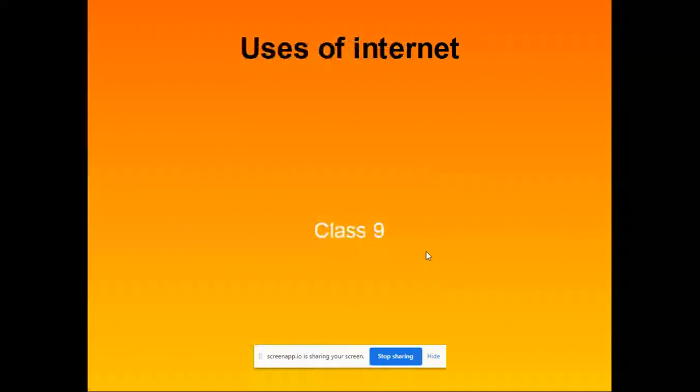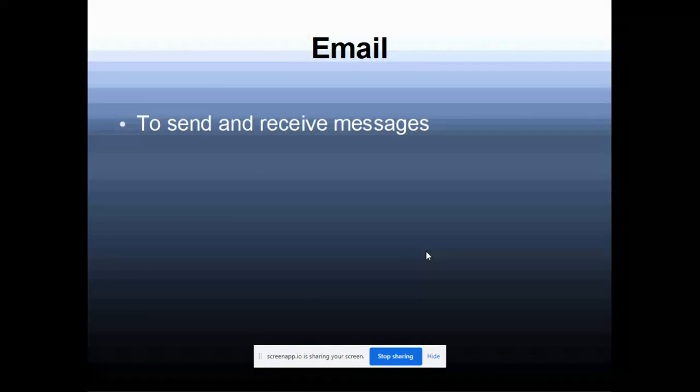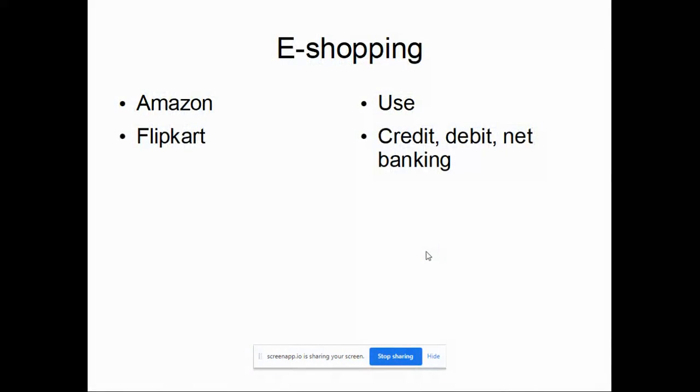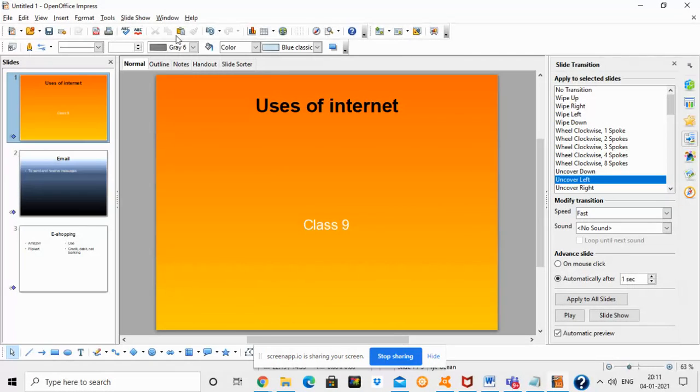Now I am not pressing any mouse. My slides will automatically come one after another. So this is slide transition, how the next slide will appear on the screen, whether I want it to appear automatically or on mouse click.